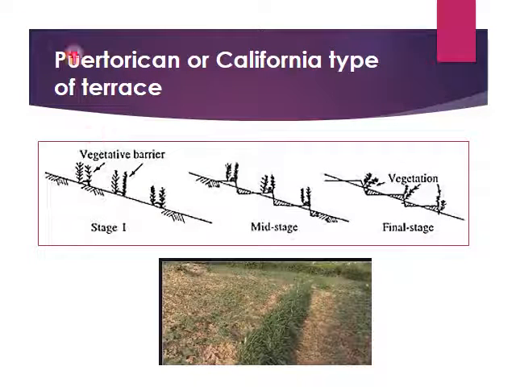Then the last one is Puerto Rican or California type bench terraces. It is very important, they may ask a 2 mark question, so keep it in your mind. It is a special type of terrace. This is the hill slope. I won't do any measures, I am just going to plant some vegetation here. Here also in the slope they have just planted the vegetation alone. During the first rain, then the second rain, there will be rainfall continuously.